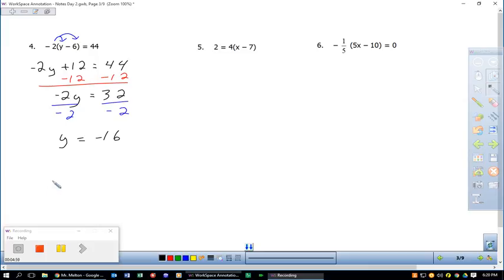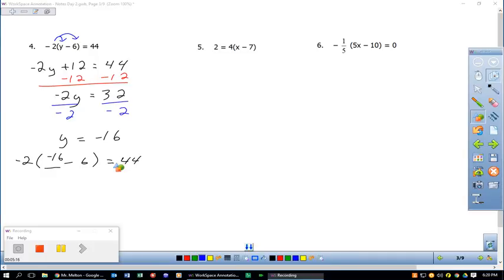And again, negative 2 times negative 16 plus 6 equals 44. If I plug that in there, negative 2 times negative 10, and it is positive 22, so it does check out. Okay.